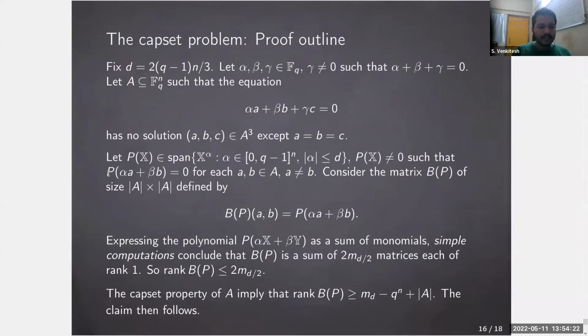The polynomial must vanish at all points of the form alpha a plus beta b, where a is not equal to b. But we are not using this to say something about the polynomial. Instead, we look at the matrix constructed out of this polynomial, and the structure of the monomial expansion of the polynomial gives a structured decomposition for the matrix that arises out of it. A very simple decomposition into a sum of rank 1 matrices. And then the routine computations finally give you the final bound.